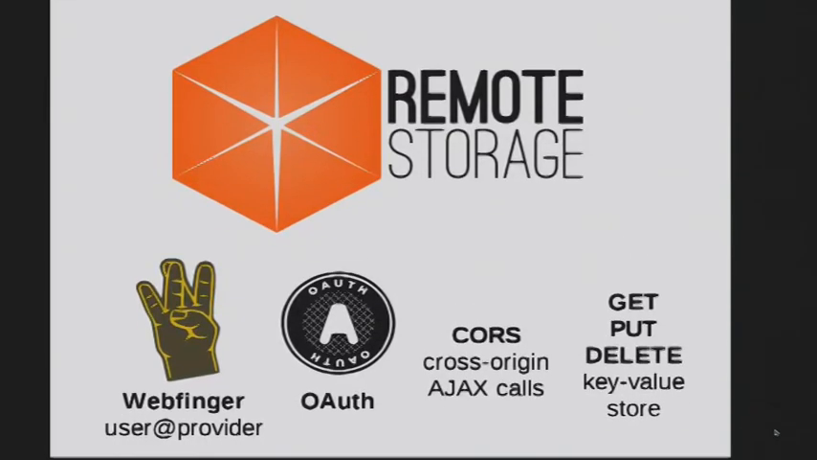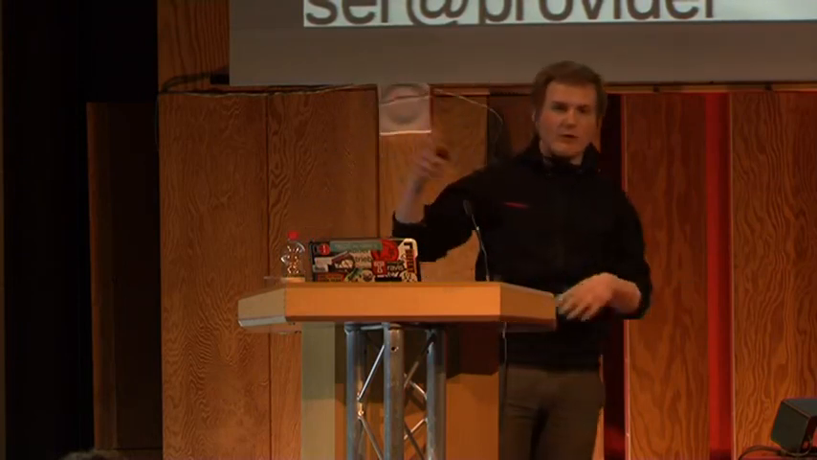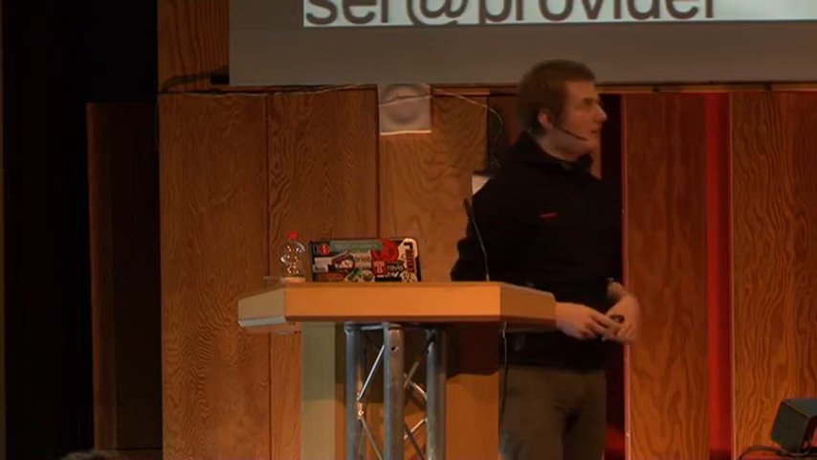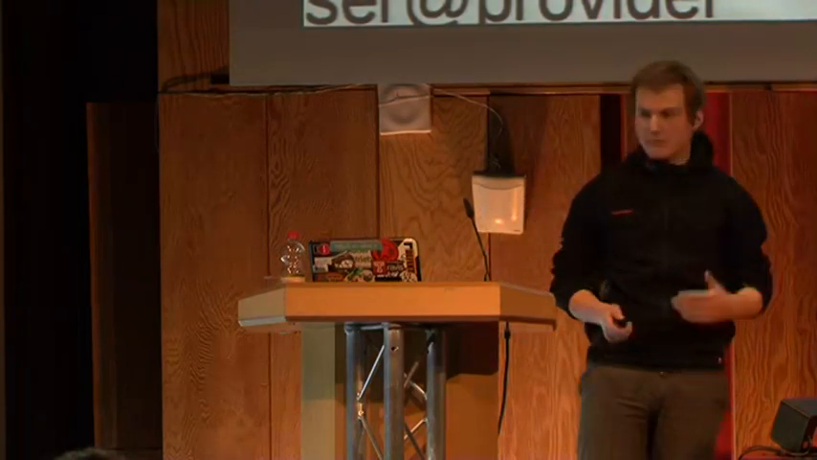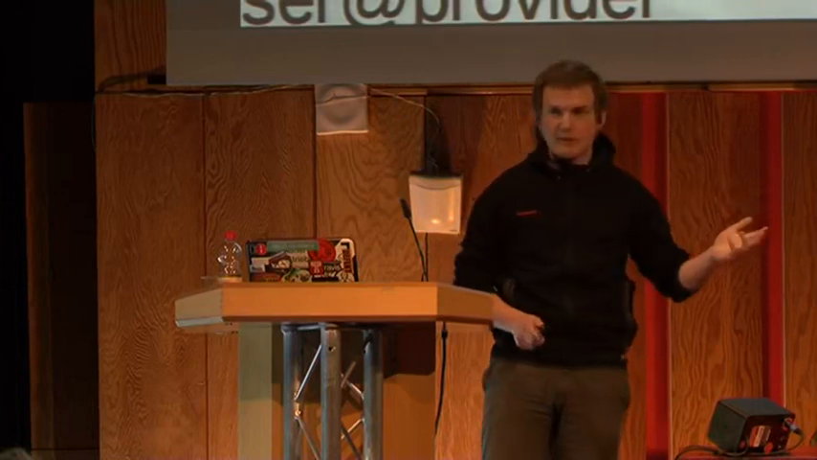And then, the first weird thing that you might not know is CORS. It's cross-origin resource sharing. You might know the same origin policy that restricts apps from doing cross-origin AJAX calls to other web apps. So that's basically a header on the storage that circumvents that restriction, because nowadays that restriction isn't of much use anymore. So that basically enables the app on the one domain to call to the storage on the other domain and get the data. And then there's simple get, put, delete calls to sync to a key value store. So it's a very simple system. That's all that remote storage is, basically. And this is all that the server has to implement.